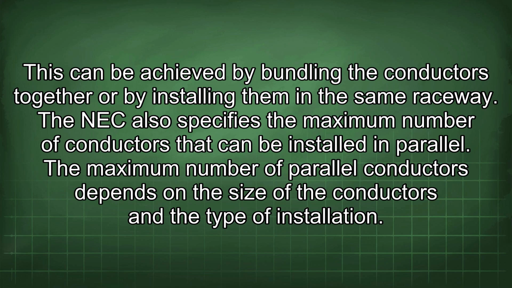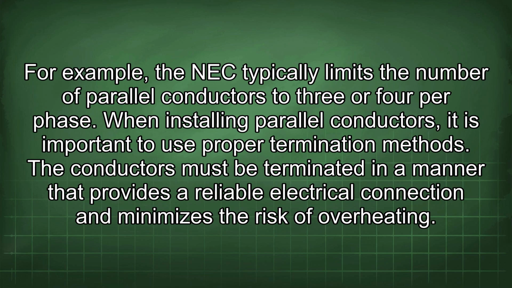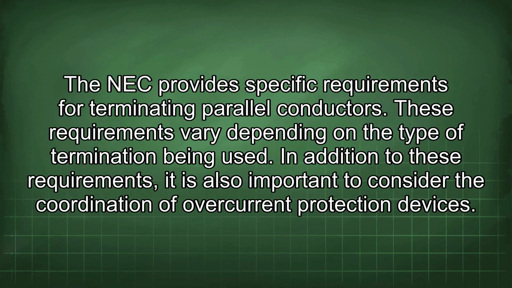The NEC also specifies the maximum number of conductors that can be installed in parallel. The maximum number of parallel conductors depends on the size of the conductors and the type of installation. For example, the NEC typically limits the number of parallel conductors to 3 or 4 per phase. When installing parallel conductors, it is important to use proper termination methods. The conductors must be terminated in a manner that provides a reliable electrical connection and minimizes the risk of overheating. The NEC provides specific requirements for terminating parallel conductors. These requirements vary depending on the type of termination being used.